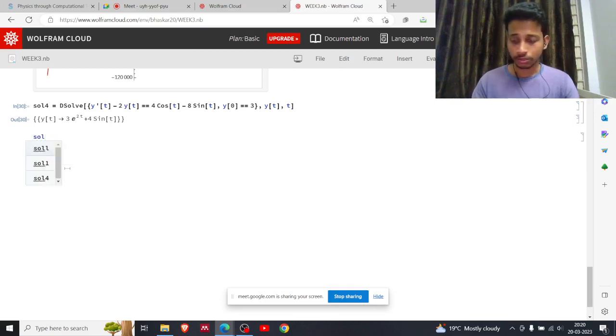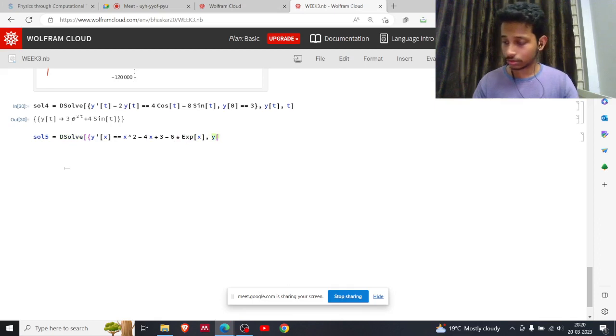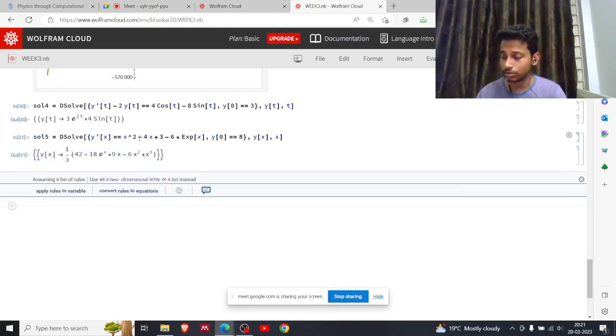Again, minus 4x plus 3 minus 6 star exponential of x, with y at 0 equal to 8, y of x. So this is the solution for this particular differential equation.